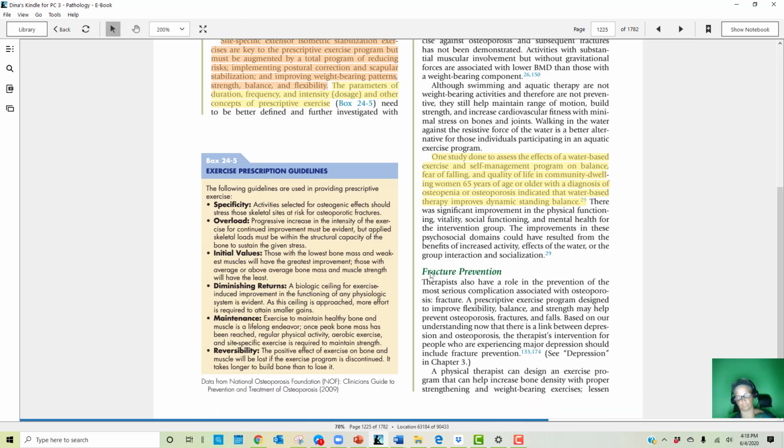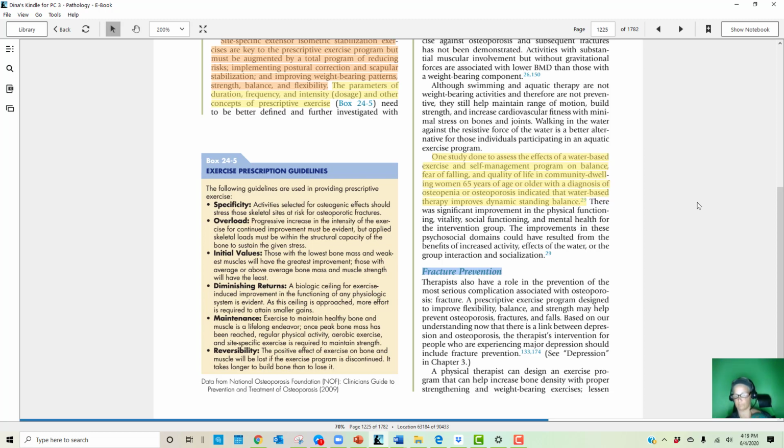Fracture prevention: therapists also have a role in the prevention of the most serious complication associated with osteoporosis, fracture. A prescriptive exercise program designed to improve flexibility, balance, and strength may help prevent osteoporosis, fractures, and falls. Based on our understanding now that there is a link between depression and osteoporosis, the therapist's intervention for people who are experiencing major depression should include fracture prevention. See Depression in Chapter 3.